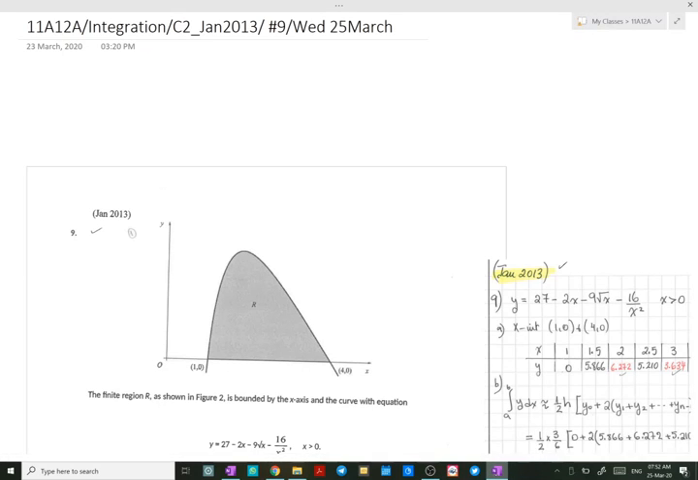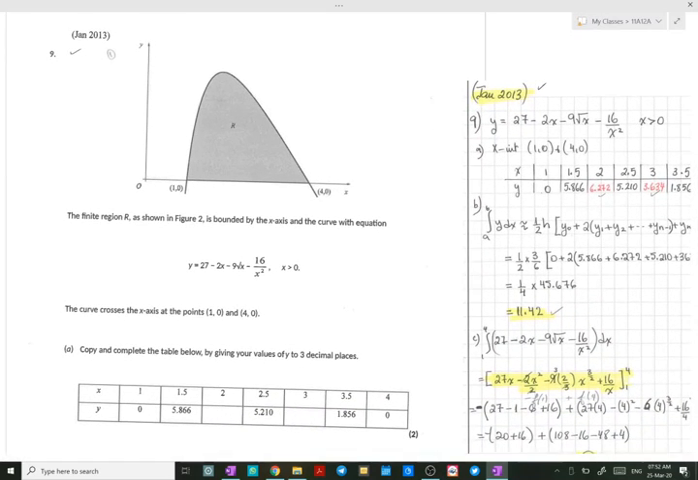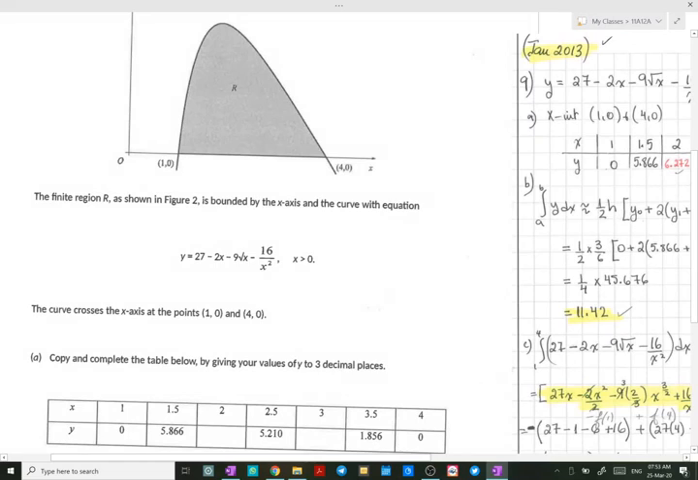Number 9 is taken from the C2 Past Paper January 2013 integration question. The finite region R, as shown in Figure 2, is bounded by the x-axis and the curve with equation y equals 27 minus 2x minus 9 square root x minus 16 over x squared, where x is greater than 0. The curve crosses the x-axis at the points (1, 0) and (4, 0).